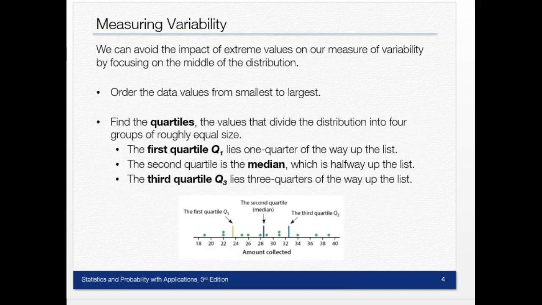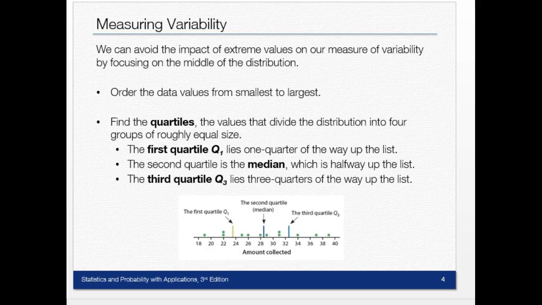Now, we can avoid the impact of extreme values on our measure of variability by focusing on the middle section of our data. To get there, the first thing you need to do is order the data from the smallest to largest. And we find the quartiles of the data that divide the distribution into 4 groups of equal size. Quartiles, quarters, things like that.